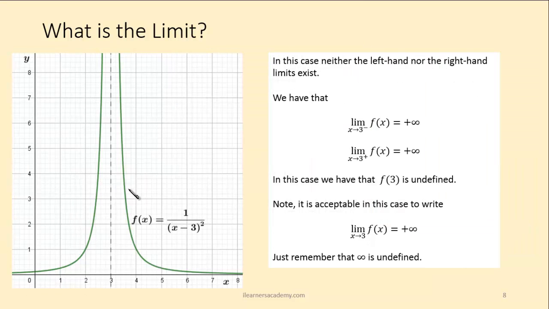This also is an example of an asymptotic discontinuity. It is readily seen here that this function is not defined for x equal 3. As x values approach 3 from the left, f of x grows without bound. As x values approach 3 from the right, f of x grows without bound. That's what we have here. f of 3 is also undefined in this case. Note that in this particular case, even though the limit does not exist, it is acceptable that you write it this way. You can say that the limit of f of x as x approaches 3 is plus infinity. Just remember that infinity is undefined.